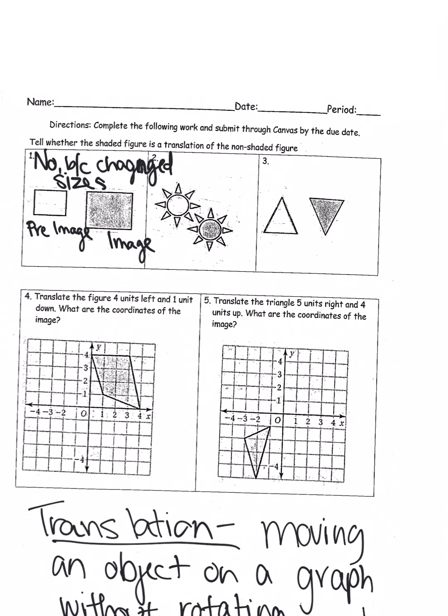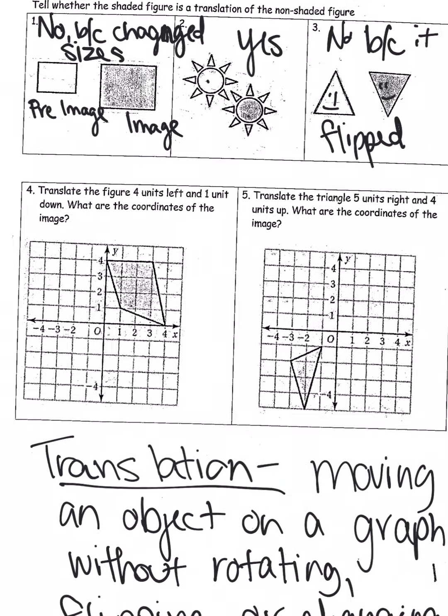And the next one, we go from the sun right here to the sun right here. And they didn't change size, they didn't rotate, they didn't flip, it just moved. So yes, this is a translation. And finally, we have this triangle over here going to this triangle over here. And we're going to say that it is not a translation. Let's just put no, because it flipped. While it stayed the same size, it isn't in the same position, therefore it flipped.